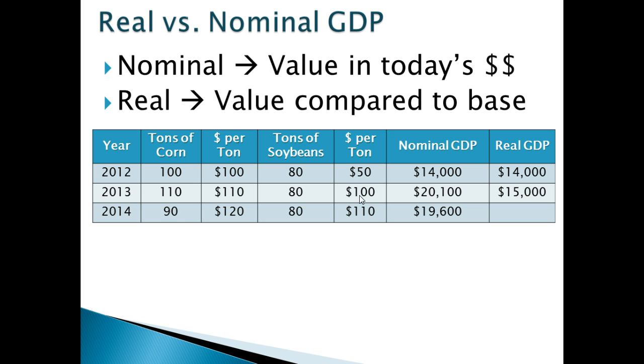And if we look at 2014 and we take 90 tons of corn times the base year price of $100 and 80 tons of soybeans times the base year price of $50, we see that, in fact, the loss in real GDP is worse than we thought it was when we were looking at nominal. Because nominal, we lost $500, and that's bad, but now when we look at real GDP, we've actually lost $2,000. The loss is even more than we thought. And that's why we focus on real GDP and not on nominal.